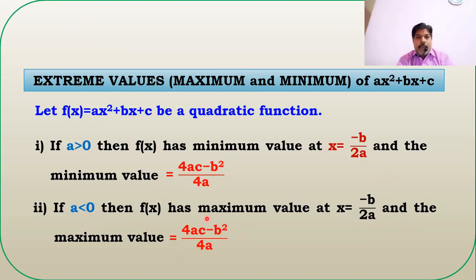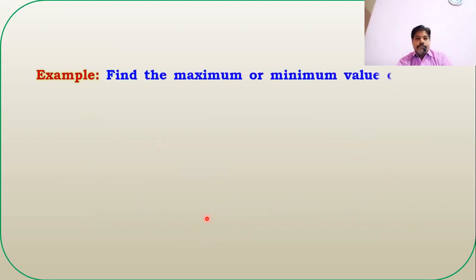See some examples by using these two formulas. See some problem here. Find the maximum or minimum value of x square minus 4x plus 8. They are asking what is the maximum or minimum value of this expression. So how to find that value? By using the previous two formulas.